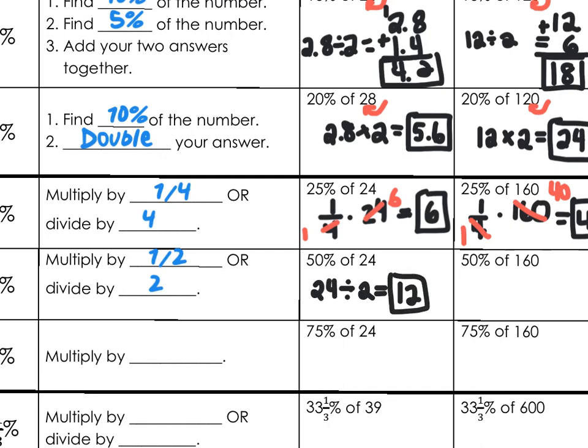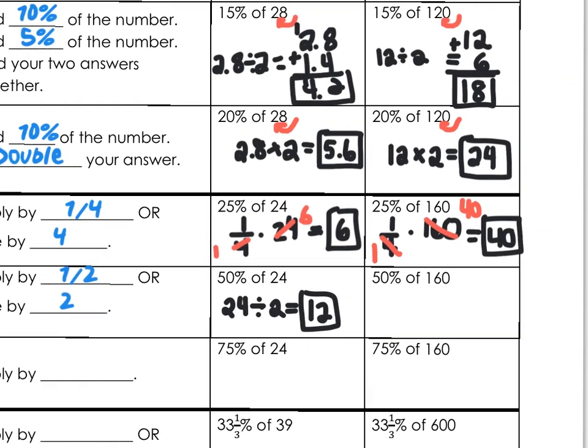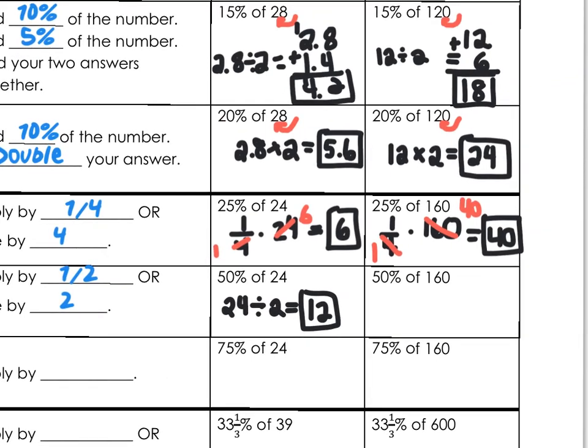And then 50% of 160. Okay, I just want you to show the rule in action. So you take 160, all right, divided by 2. And that's going to be 80.